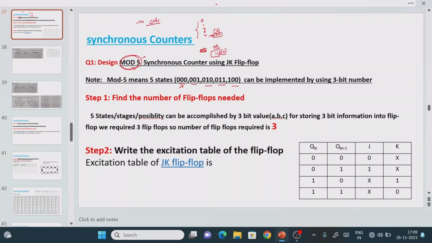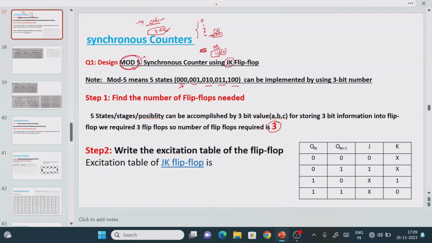If you want to store 3-bit information, we require 3 flip-flops, because each flip-flop can store only 1-bit information. So how many flip-flops do we require? 3 flip-flops. Which flip-flop do we require? The JK flip-flop. So what is the state diagram?